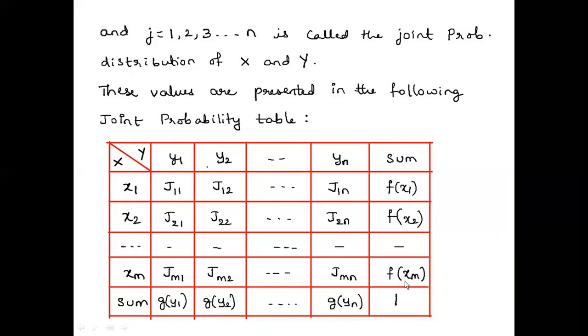Similarly, to obtain the marginal distribution function for y, for all the respective values of y, we can sum up j11, j21, etc. up to jm1, and obtain g of y1, g of y2, etc. up to g of yn. So this gives us the marginal distributions of x and y.